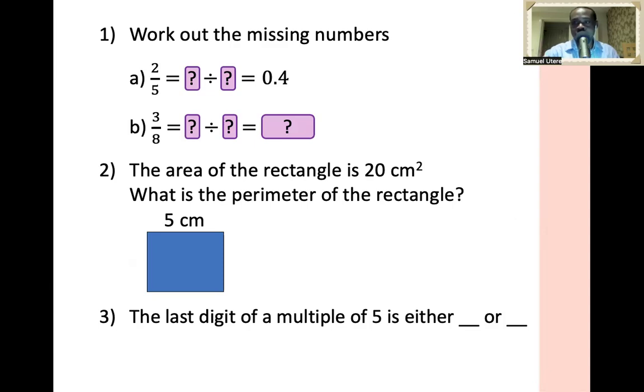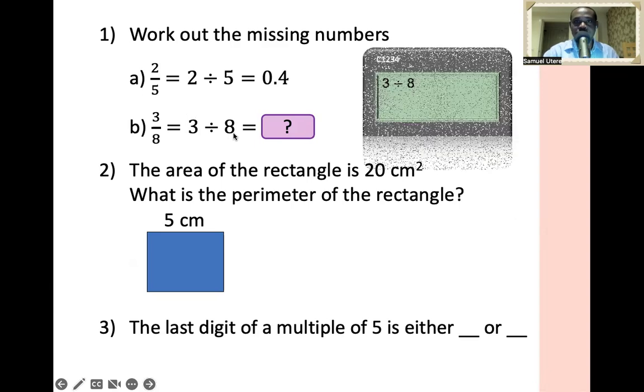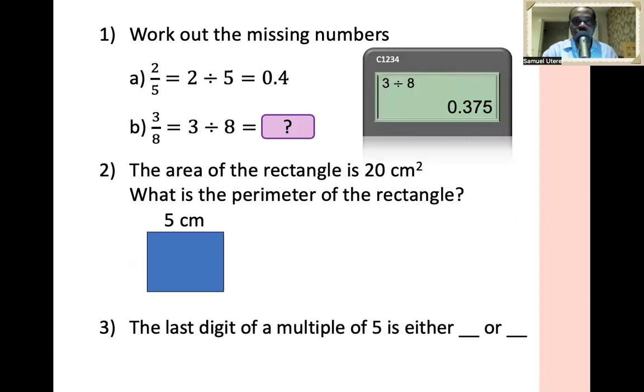All right, assuming you've answered the questions, here are the answers. For the first one, you were asked to work out the missing numbers. Remember, we learned that you can express a fraction as division, and that's what is happening here. So 2 over 5 as a fraction is the same thing as 2 divided by 5, which is 0.4. I'm sure you recognize this fraction and the equivalent decimal. 3 over 8 expressed as a division is 3 divided by 8. And of course, if you use your calculator to do this, you would see that it is 0.375.